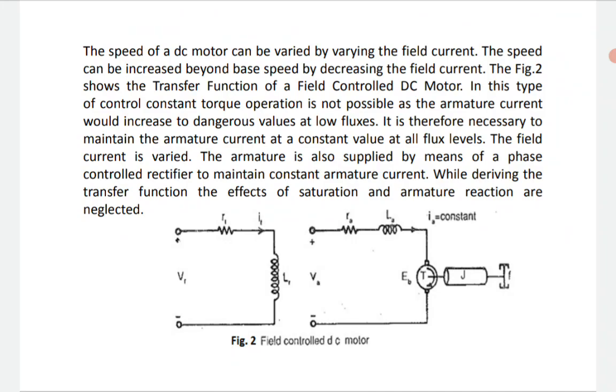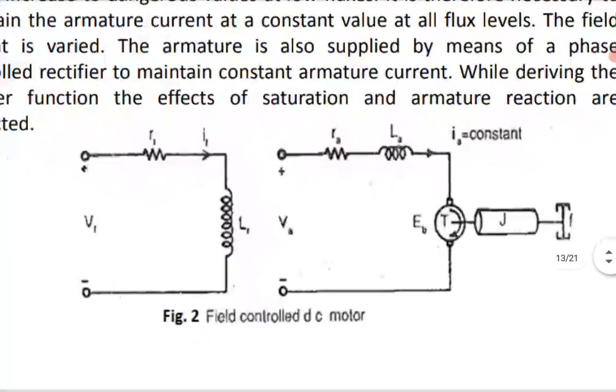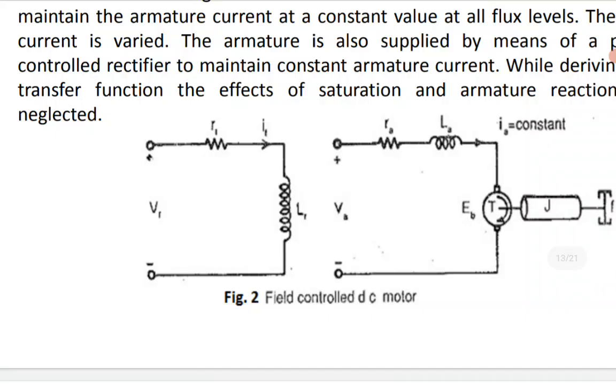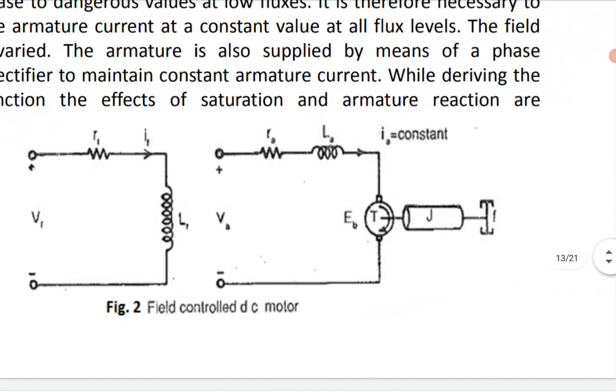So the field current is varied. The armature is also supplied by means of a phase control rectifier to maintain constant armature current. While deriving the transfer function, the effects of saturation and armature reactions are neglected. Again, the respective circuit elements should be highlighted. VF is the input circuit voltage. RF and LF are the shunt or field resistance and inductance respectively. IF is the field current, VA is the armature voltage, Eb is the back EMF, RA and LA are the armature resistance and inductance respectively. IA should be taken as constant, J is the moment of inertia, and F is the damping constant.